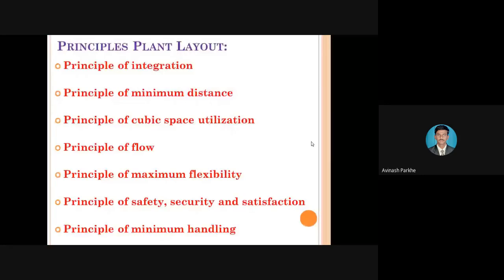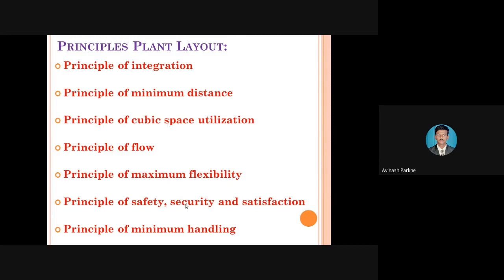Okay. Then the fifth principle is called the principle of maximum flexibility. So this is very important. Whenever we are designing the plant layout, whenever we are finalizing the locations of the machines, maximum flexibility should be provided, because whenever the next generation comes, whenever some advanced manufacturing processes are coming in the industry, at that time, as per the requirement of the product, we have to change the sequence of that particular product. Sometimes we have to change the sequence of the operation. Sometimes we have to change the sequence of the machines.